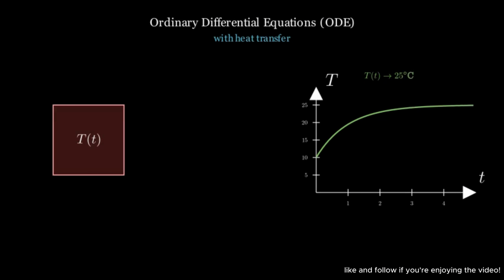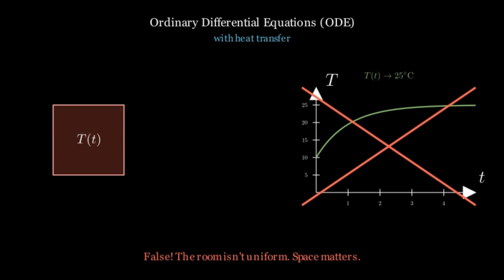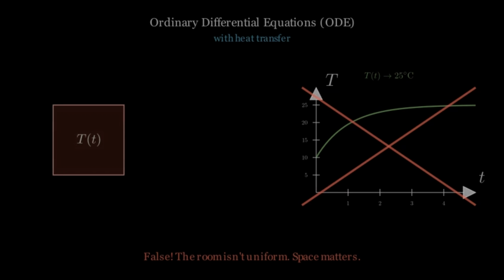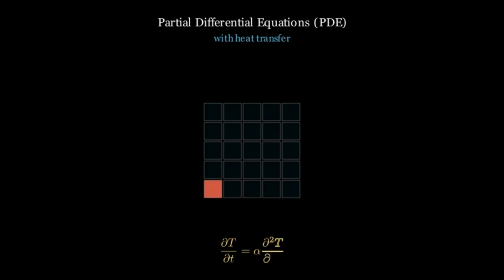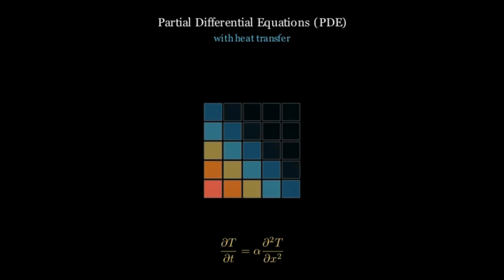The only problem is that using an ODE for this problem is wrong and not rigorous, because every point in a room doesn't heat up at the same speed. The closer you are to the heater, the hotter it will get, which is pretty logical. We can now describe the heat transfer with a new equation that states the rate at which a spot changes temperature over time is directly proportional to how different its temperature is from its immediate surroundings.